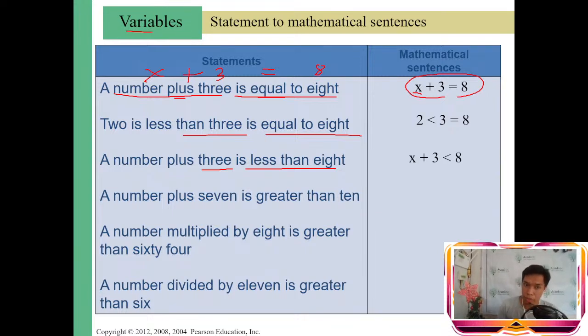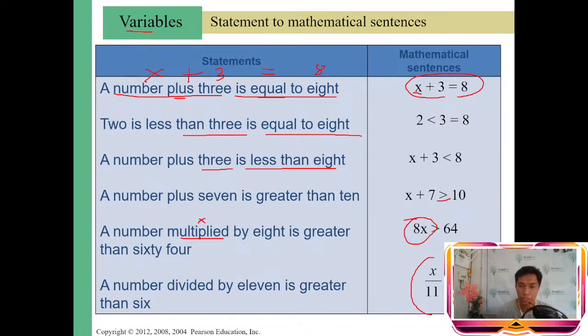A number plus 7 is greater than 10. A number plus 7 is greater than 10. A number multiplied by 8 is greater than 60. So 8 times x. And then a number divided by 11 is greater than 6. A number is divided by 11 is greater than 6.